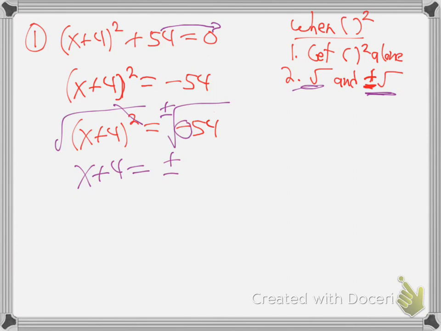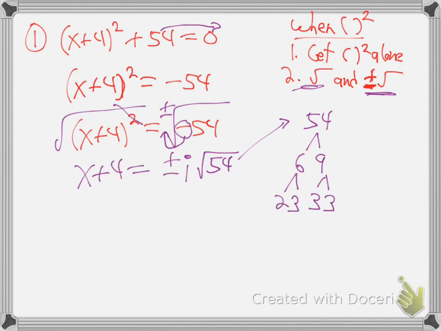Now, what does that negative do inside of a root? It always comes out as an i. Square root of 54. So bring that over here. How do we simplify the 54? 6 times 9, 9 is 3 times 3, 6 is 2 times 3. So that's x plus 4 is plus or minus i root of 2, 3, 3, 3.